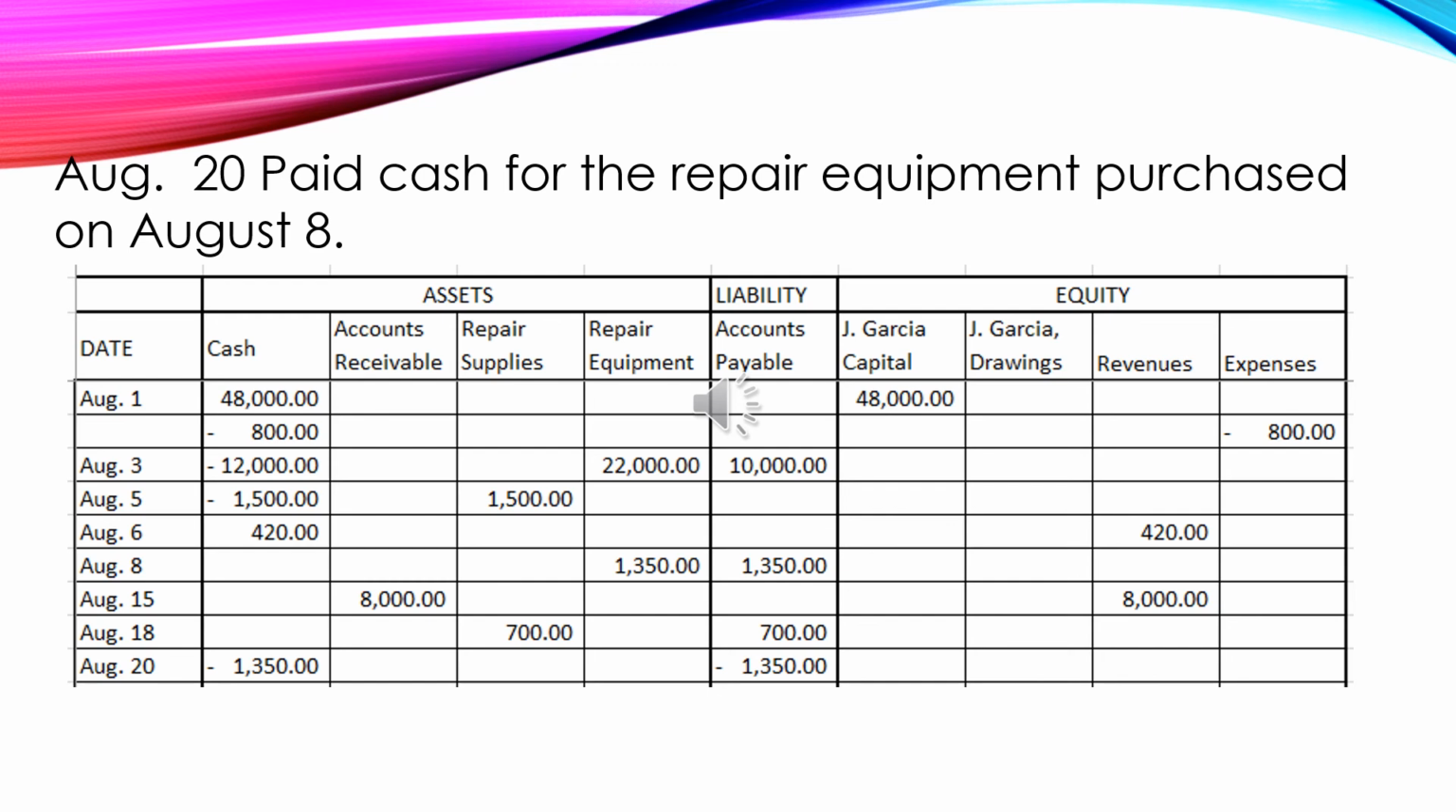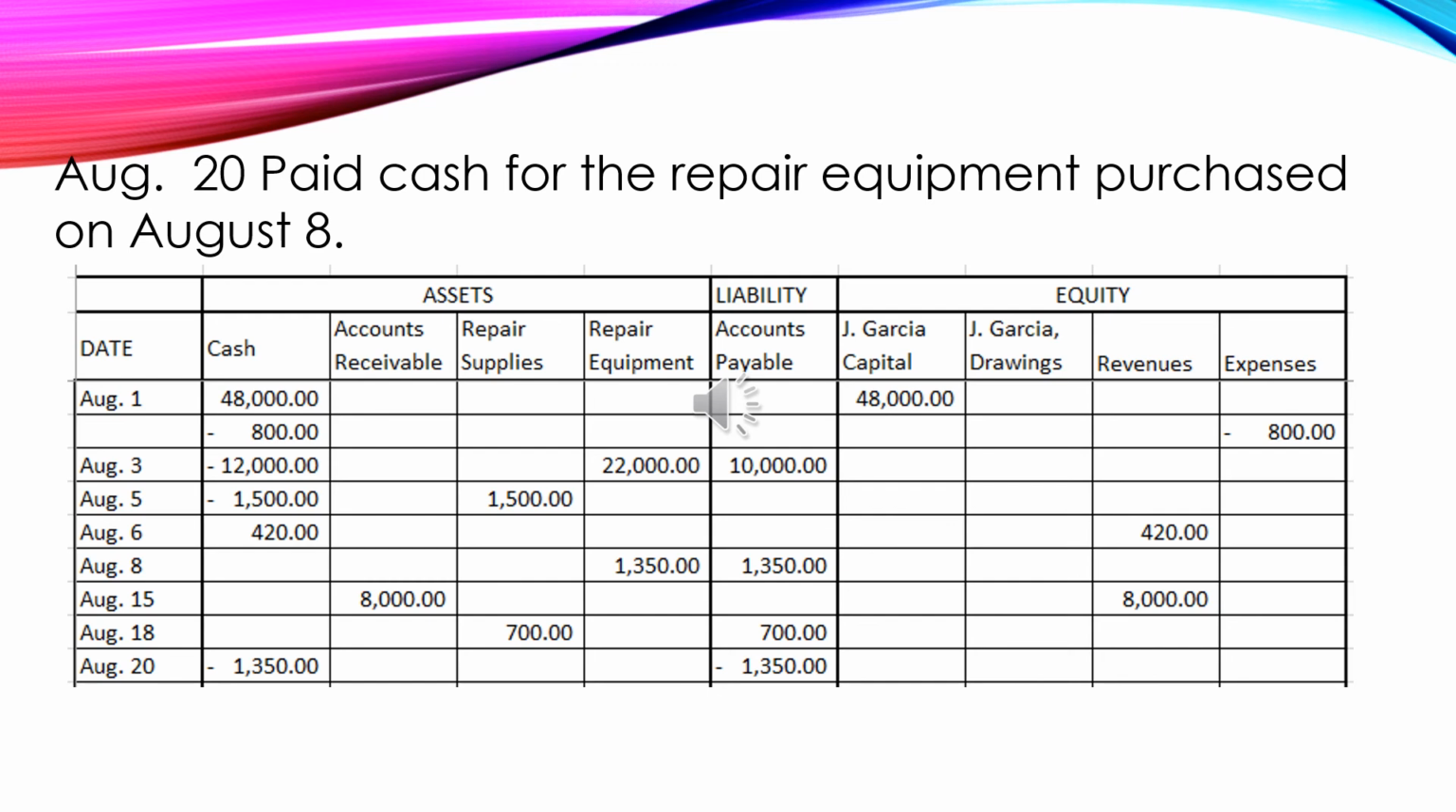So, ang magkakaroon na lang ng effect yung transaction ng August 20, pag nagbayad ng cash, ang mawawala is yung liability, yung accounts payable na 1,350. So, mababawasan yung accounts payable ng 1,350, mababawasan din yung cash ng 1,350.